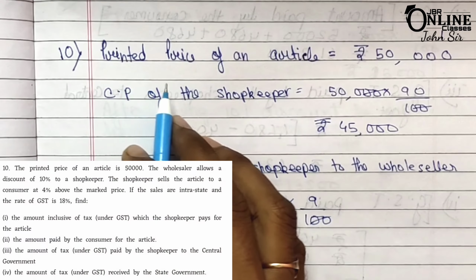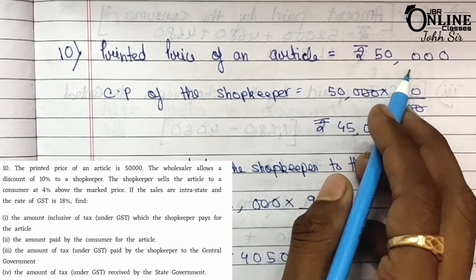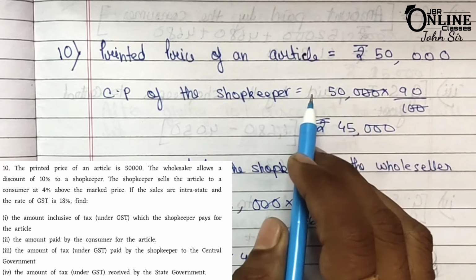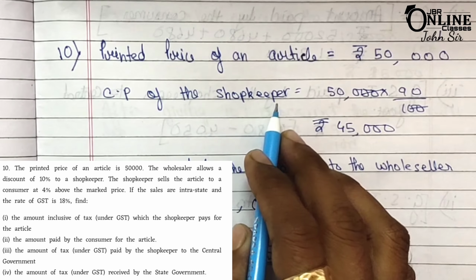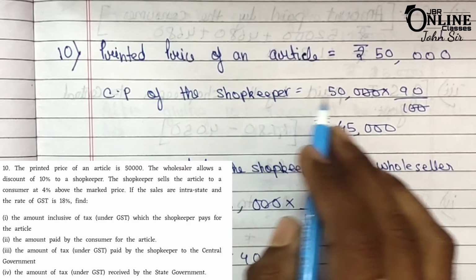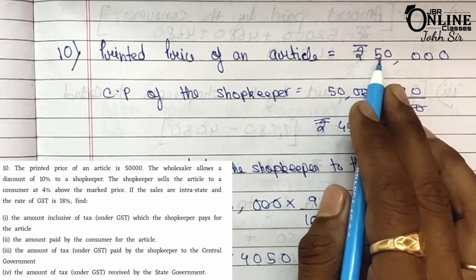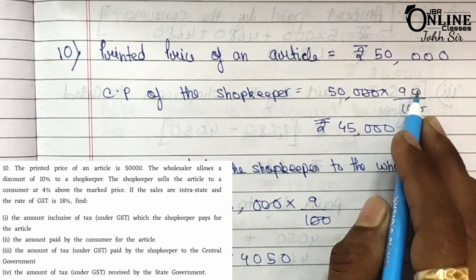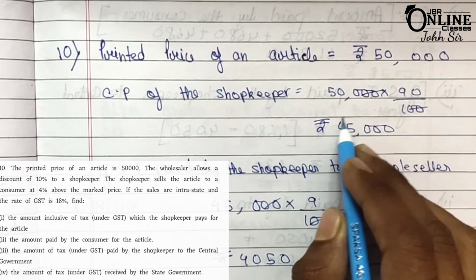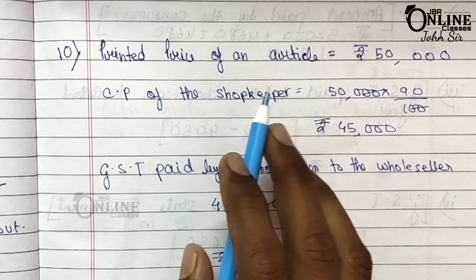Sum number 10: the printed price of an article is 50,000. The wholesaler allows a discount of 10% to the shopkeeper. So 50,000 is the printed price and the cost price of the shopkeeper, with a 10% discount, is 50,000 into (100 minus 10), that is 90, by 100, which equals 45,000. So 45,000 is the cost price for the shopkeeper.